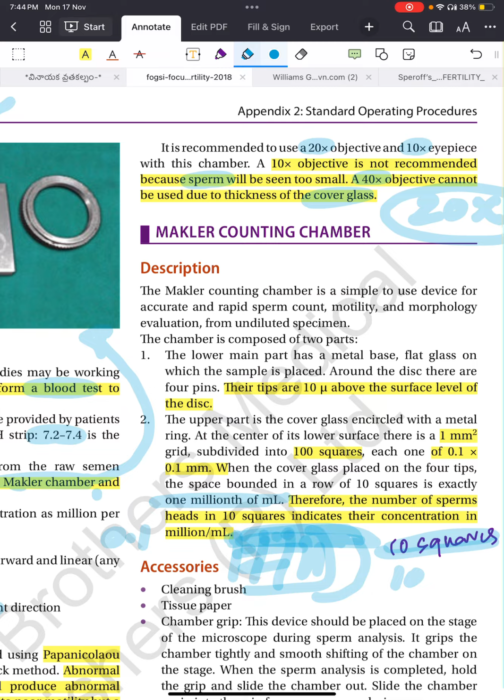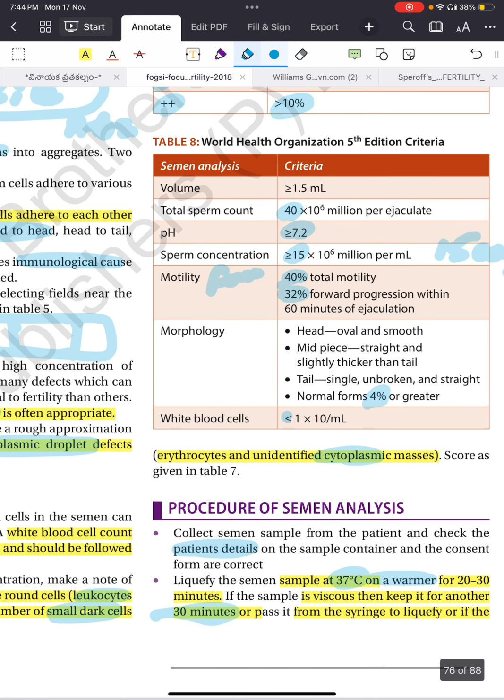For example, if the number of sperms in these 10 squares is about 40, that means the total number of sperms is 40 million per ml. You understood? So in this, what I'm telling is, the total sperm count is 40 million per ejaculate.